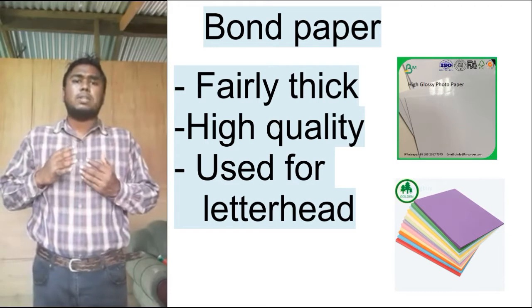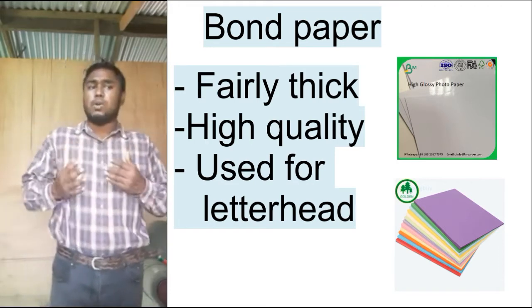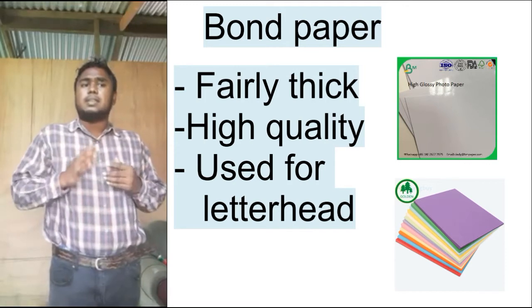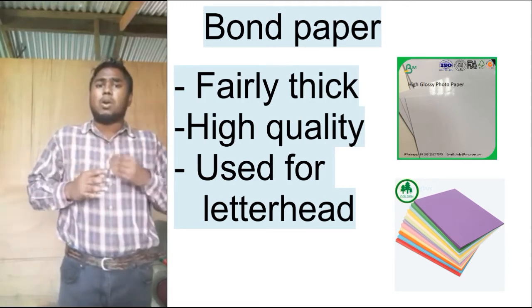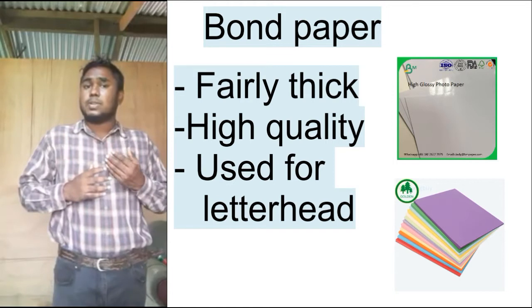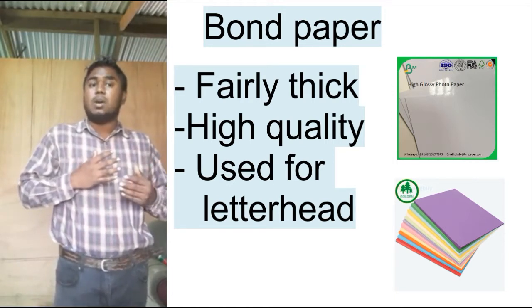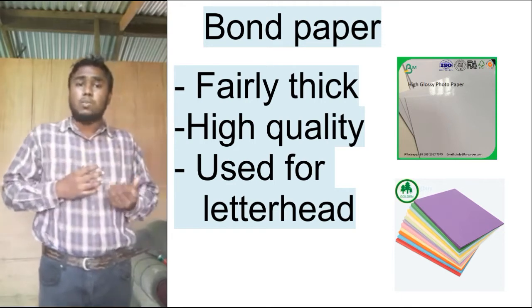Now this high quality bond paper is normally used for letterheads and printing for other purposes. To know which side of the paper to print on, it is normally the glossy side, or the side that has a watermark, probably a company watermark.